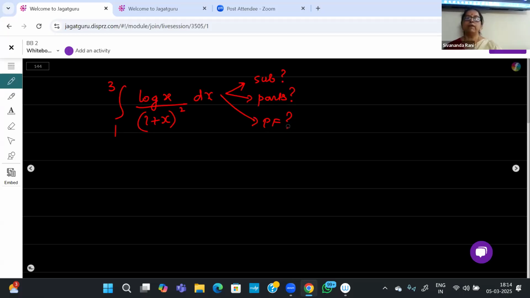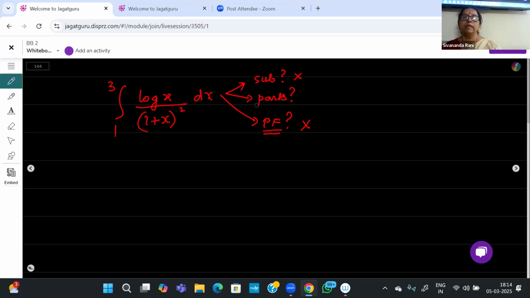We know partial fractions are applied on algebraic functions mostly. So the presence of log x rules out that being partial fractions. So I was thinking probably we can substitute log x as t, then x will become e power t and dx will become 1 by x. But x would have become e power x. No, x would have become e power t. That's not a good idea.